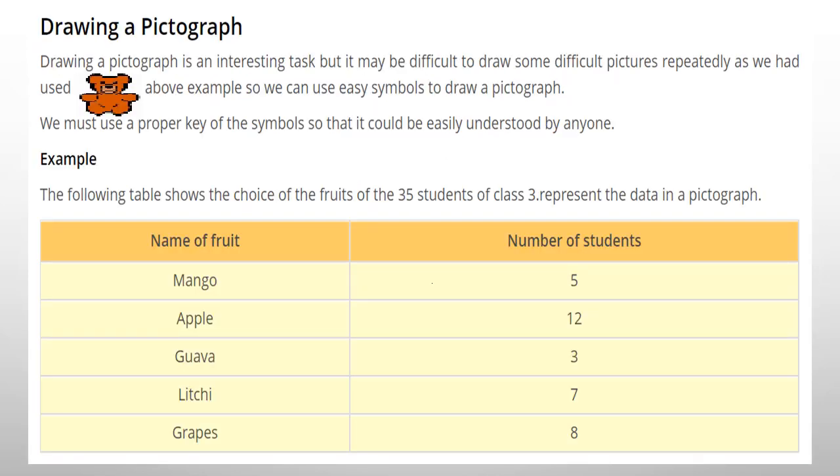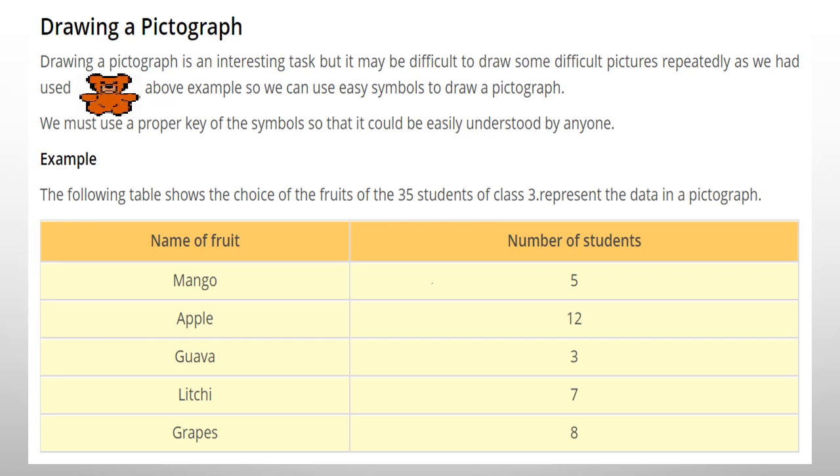So let us see, children, how to draw a pictograph. Drawing a pictograph is an interesting task, but it may be difficult to draw some difficult pictures repeatedly as we had used in the above example. So we can use easy symbols to draw a pictograph. In the above example, we have used a picture like a teddy bear. Instead of drawing this teddy bear symbol, we can use any simple symbol, children. We must use a proper key of the symbols so that it can be easily understood by anyone.